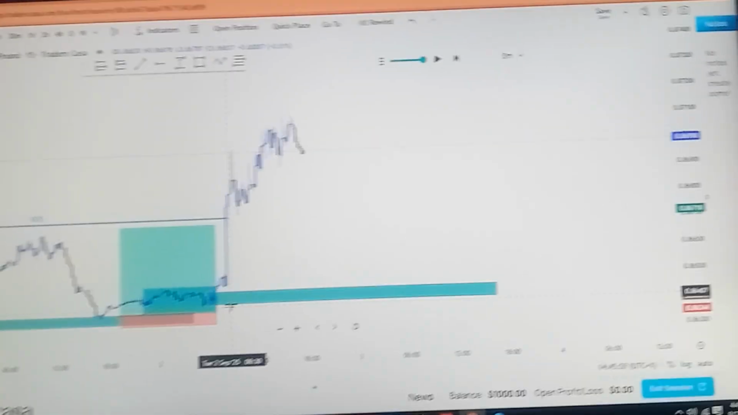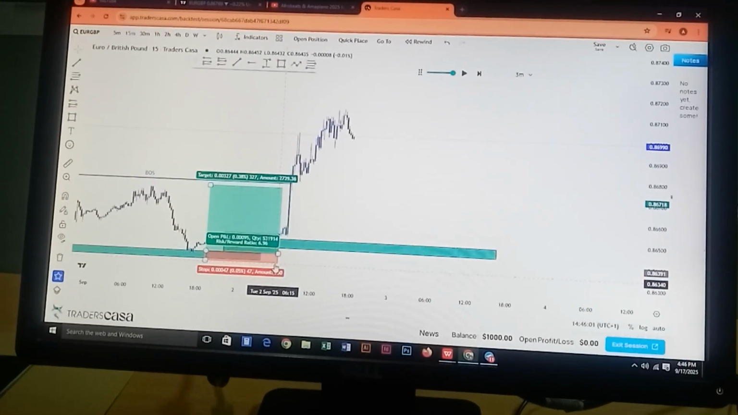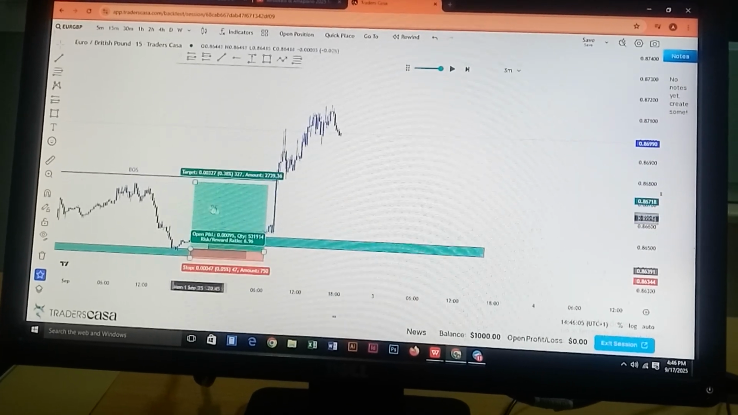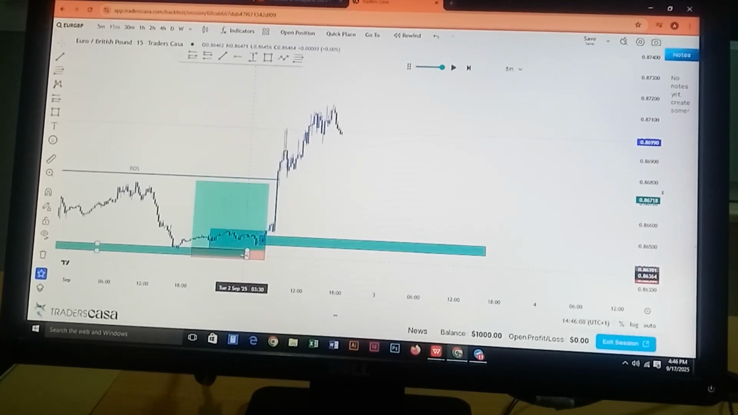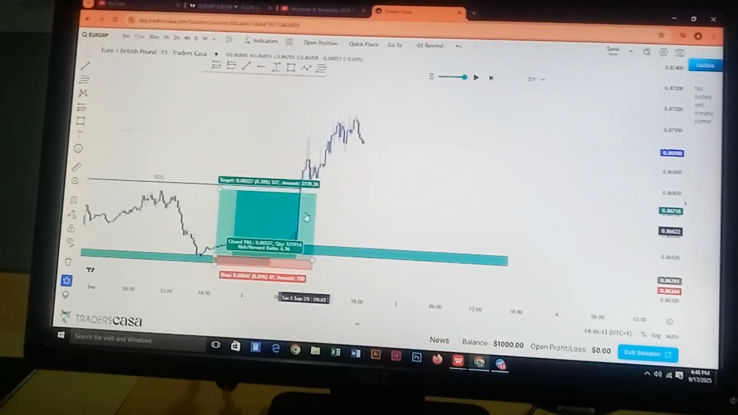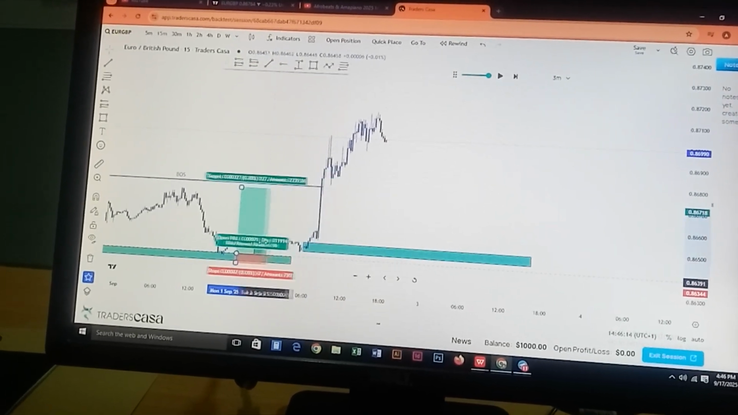As you can see, price gave us a break of structure here. Then this was a trade before, and as you can see, it also hit my take profit. Using this same strategy, I'm going to show you.